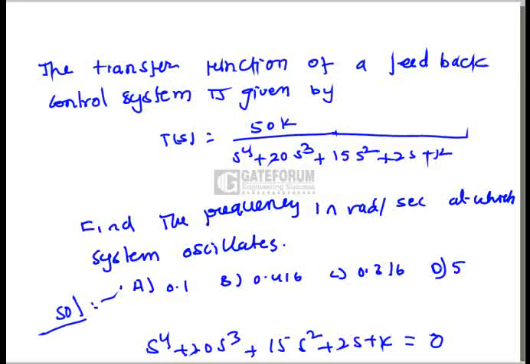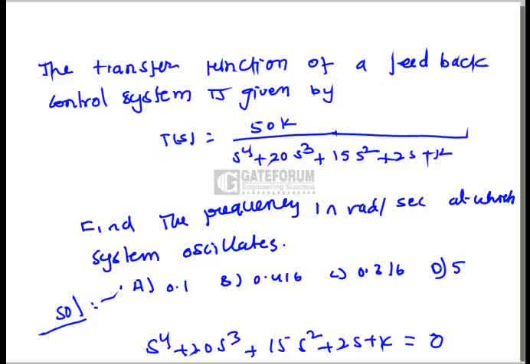Then we have to find out the characteristic equation. The characteristic equation is nothing but the denominator of a transfer function, and the denominator of the transfer function is s power 4 plus 20s cube plus 15s square plus 2s plus k. This is also called the characteristic equation. After finding that, we have to find out the k marginal value. At the k marginal value, we have to look for the auxiliary equation. The auxiliary equation is a second order equation, and after that we replace the k marginal value there. Then we find out the frequency of oscillation.